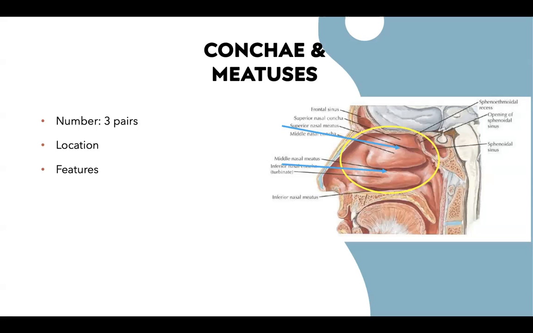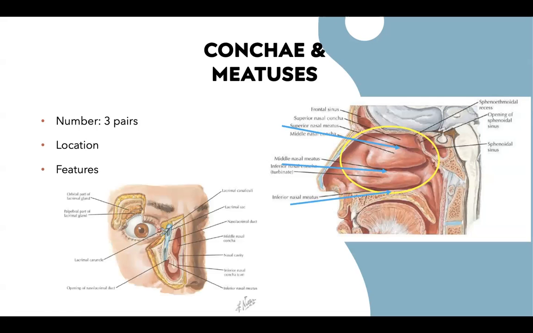And below the inferior concha, we have the inferior meatus that drains the nasolacrimal duct. Here we can see the lacrimal gland communicates with the lacrimal sac, drains through the nasolacrimal duct, and opens into the inferior meatus. That's where it drains.